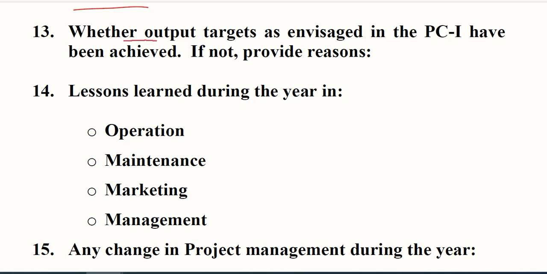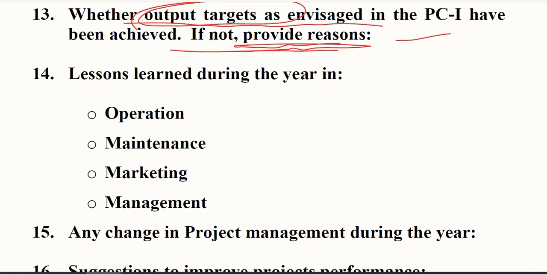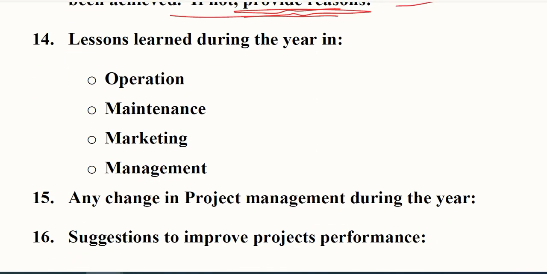Then whether the output target as envisaged in PC1 has been achieved or not. If not, then what are the reasons? So the evaluation, the very gist of it, is to see if the targets are achieved or not, and if they are not, then we need to justify and explain the reasons, so that it doesn't happen the next time and we learn some lessons for future projects.